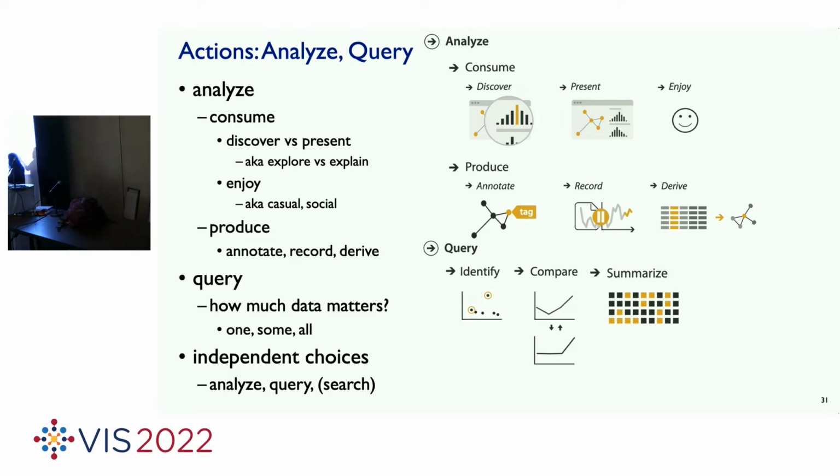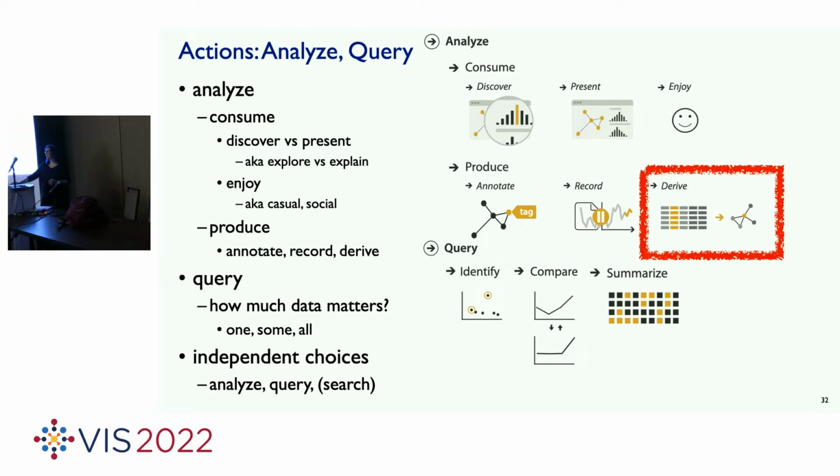We can also think about this question of how much of the data do you need to understand to answer the question you have? Are you just trying to find one thing? Let's call that identify. Do you need to compare a few things? In that case, you only need a few. You don't need to see all of it, but you need to see more than one. Or do you truly need to see all the data? Do you need to summarize across the entire data set? So that's a pretty high level and abstract way to think about these different ways of querying. So these are all pretty high level, but they allow us to start to think a bit systematically.